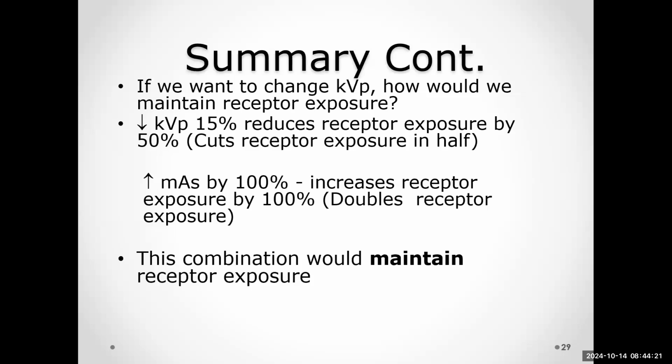If we want to change kVp, how would we maintain receptor exposure? We would decrease kVp 15%. What that does is it reduces receptor exposure by about half. So what we'd have to do to compensate for that is double our mass to make up for that loss of receptor exposure that we're going to have when we decrease our kVp 15%. That combination of increasing the kVp 15% and decreasing the mass by 1/2 would do what? Maintain receptor exposure, which is our goal.